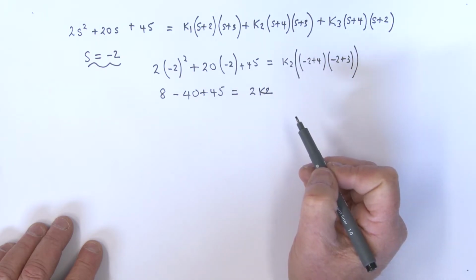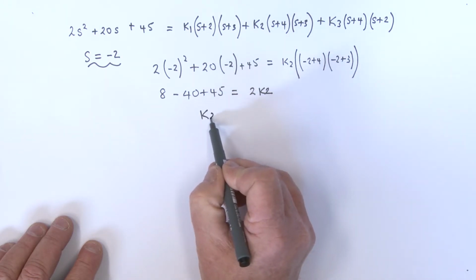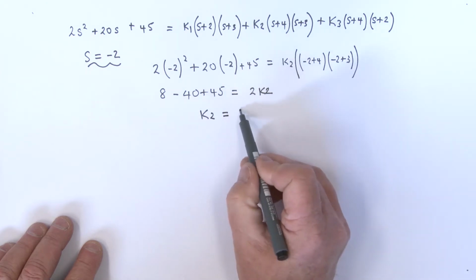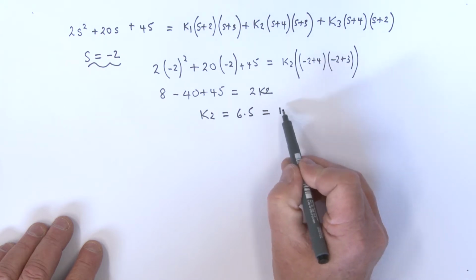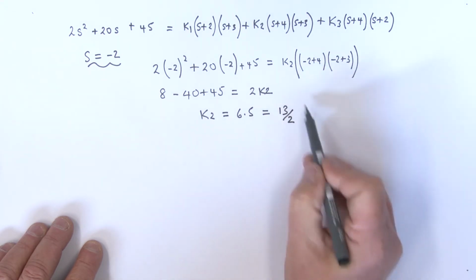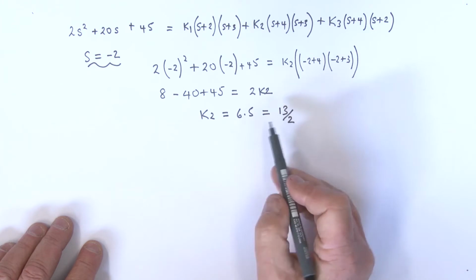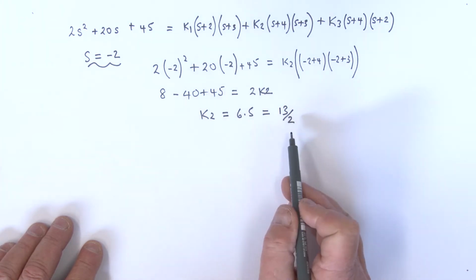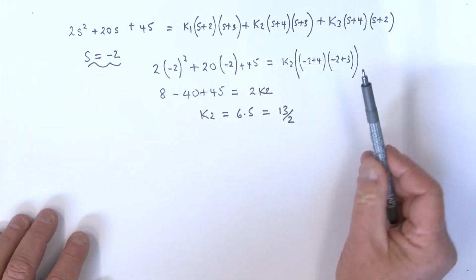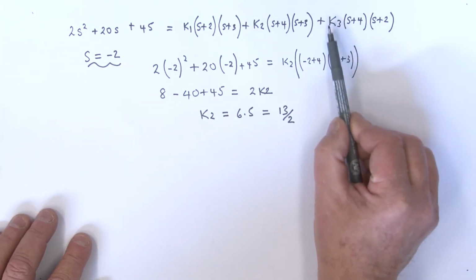All right? And so really k2 is equal to 6.5, or if you wanted to express it as 13/2 to match what Margaret has in her work, we can do it that way. All right, so that is my second constant, k2. We now need to evaluate k3.